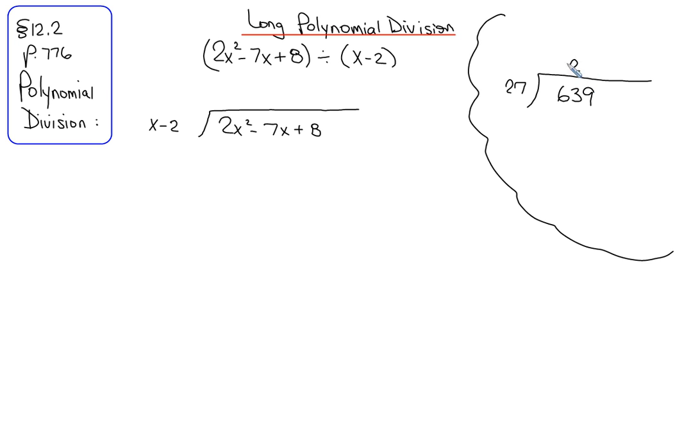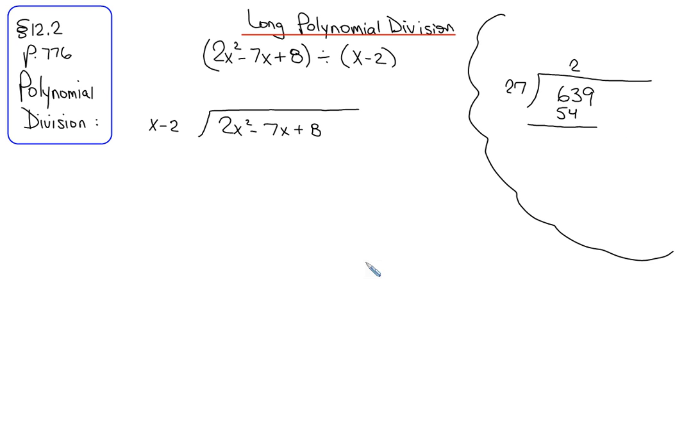Now what do you do? Yeah, you take the number you just wrote on top, multiplied by the whole thing that you have in the front. Do we do just the 2 times the 2 or the 2 times the 7? No, it's 2 times the whole thing in front. 2 times 27 is 54, you write it here. Now what?